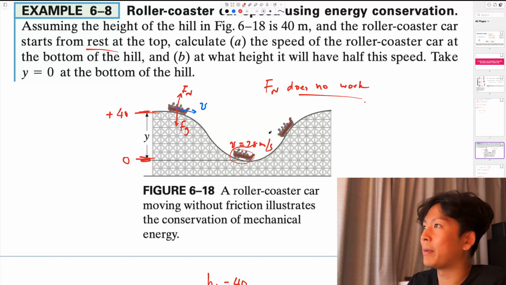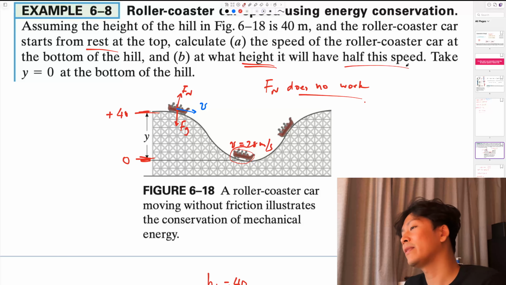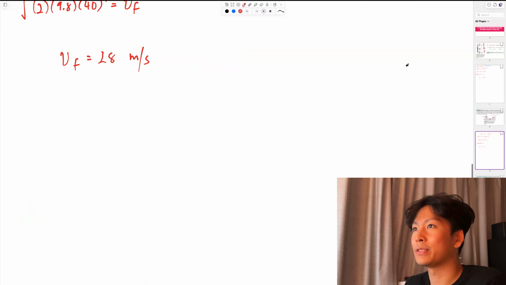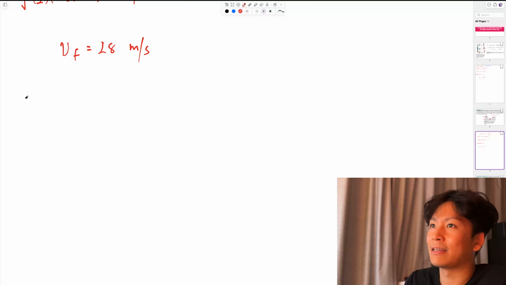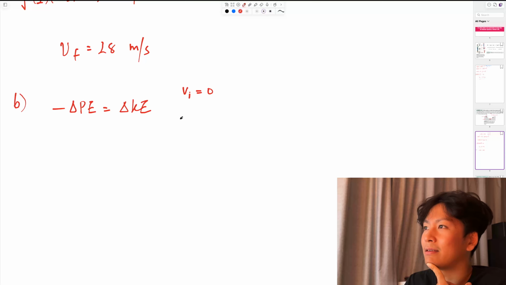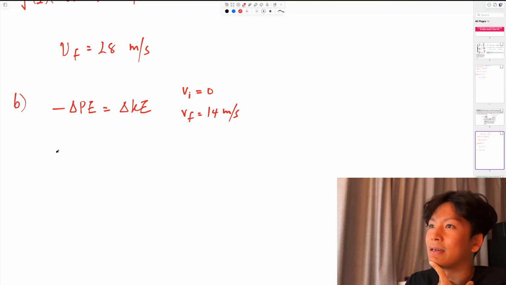Okay, so now I've found out that the velocity here is going to be 28 meters per second. Now, part 2 asked me at what height will it be half the speed. So I'm looking for the height at 14 meters per second, because half of 28 is 14. So this is part 2, or part B. Again, I can use the same equation: minus change in potential is equal to change in kinetic. But now I have a different goal. I want my starting point to be 0, and my final point is going to be 14 meters per second, and I'm looking for the height.